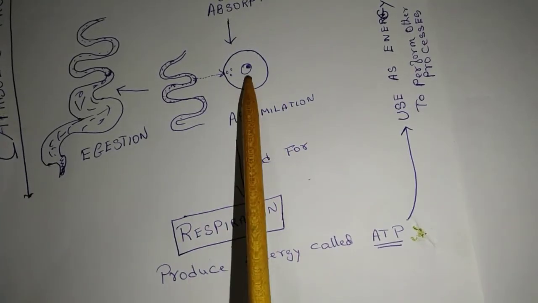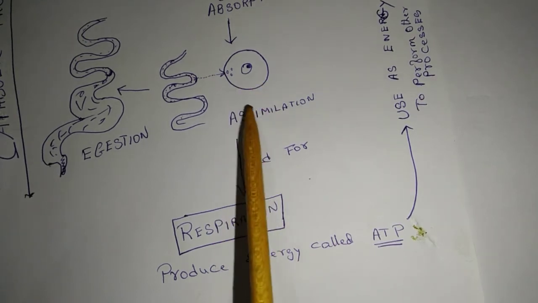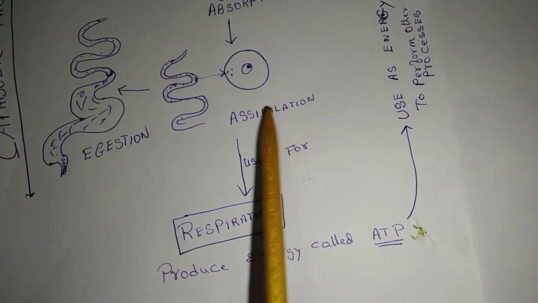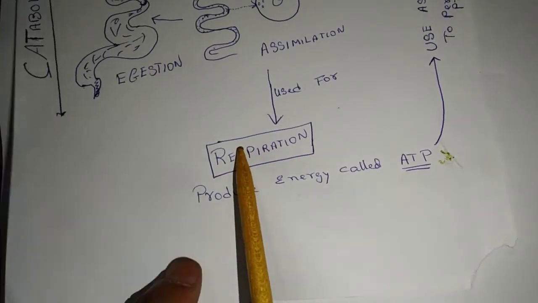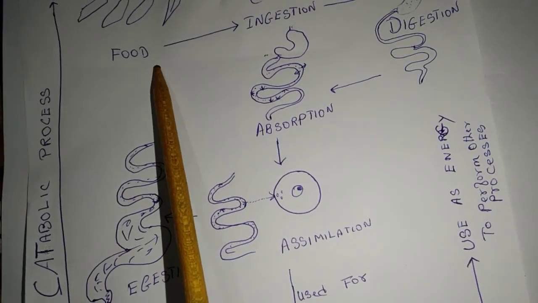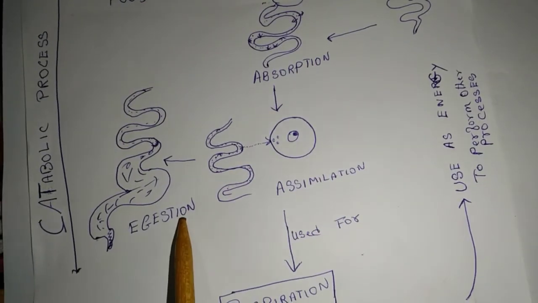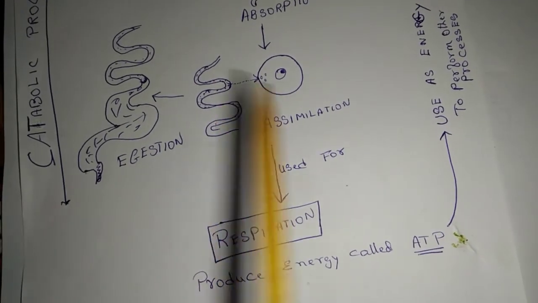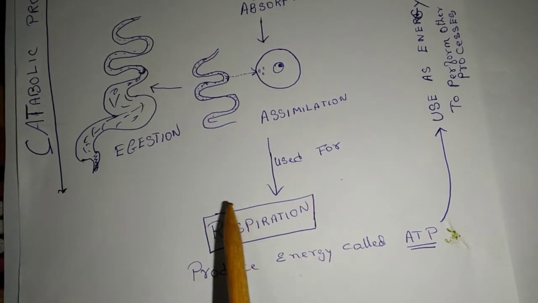The food particles which reached the cells will get used or utilized, and that process is called assimilation. All the processes from the time you ingest till the undigested food is egested is called nutrition. And that is just a short recapitulation of the entire nutrition process.